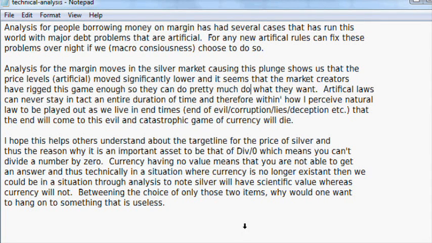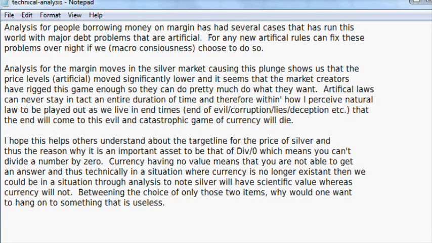I hope this helps others understand about the target line for the price of silver and thus the reasons why it's an important asset class to be that of div 0, which means you can't divide a number by 0, thus referring to a currency that really has absolutely no value whatsoever. Not stating that silver is the best investment. I think the odds favor it to be amazing, but to protect yourself against any death of currency.